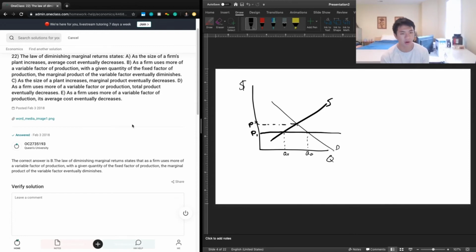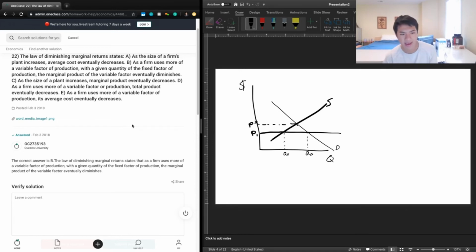For total production to decrease, we'd actually have to see marginal product become negative as well. And that's very hard to see in most circumstances. And so it is certainly not the definition of the law of diminishing marginal returns for total product to be decreasing, because that is a totally separate issue, not on the margin. So it's not going to be D.